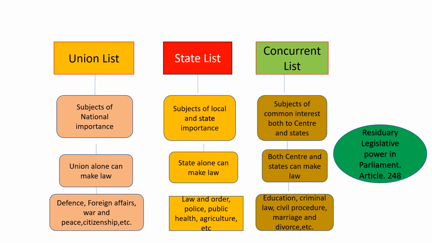Actually, under the Indian Constitution, these 3 lists consist of almost all the subject matters of legislation. But if any subject matter arises which is not included in any of these 3 lists, then on such a subject matter, under Article 248, Parliament has been vested with the power to make law. And this power to make law is called residuary legislative power.